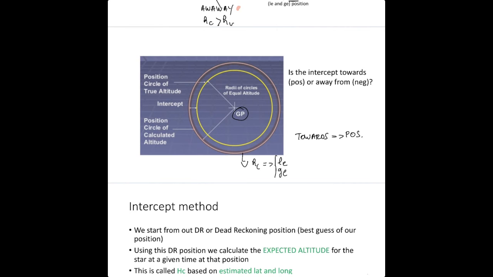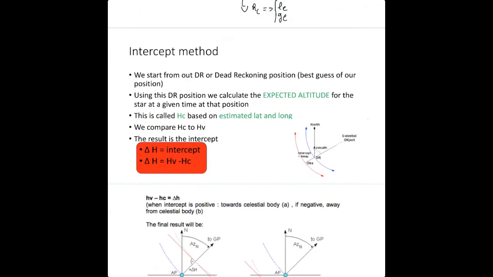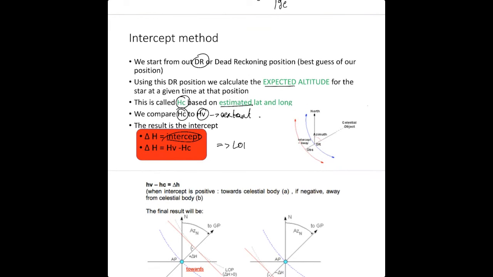Okay. So intercept method, a small recap. We start from our dead reckoning or estimated position, which is the best guess of our position. Using the dead reckoning position, we calculate the expected altitude for a star at a given time at that position. This is called HC, based on estimated lat and long. Then we compare HC to what we read on our sextant, and the result here is the intercept. This intercept is marked on the true bearing in order to find our line of position.